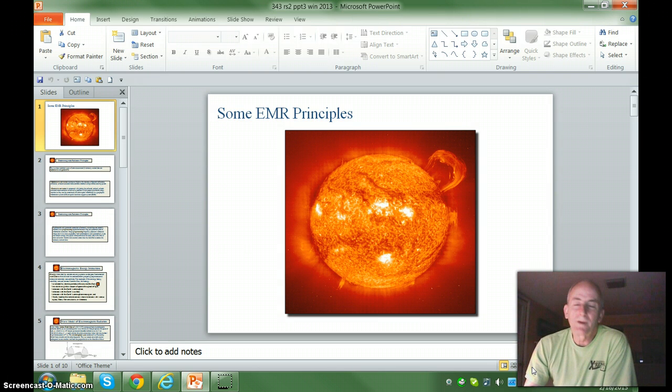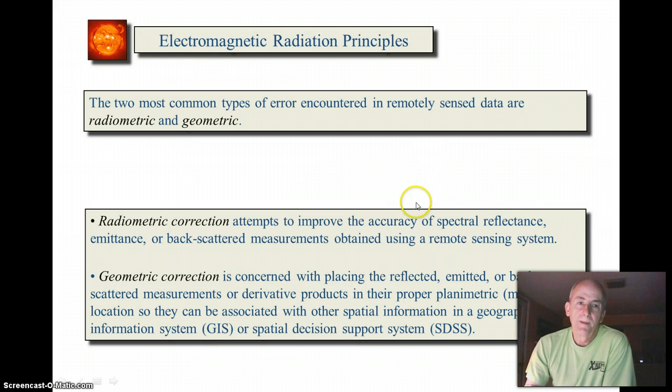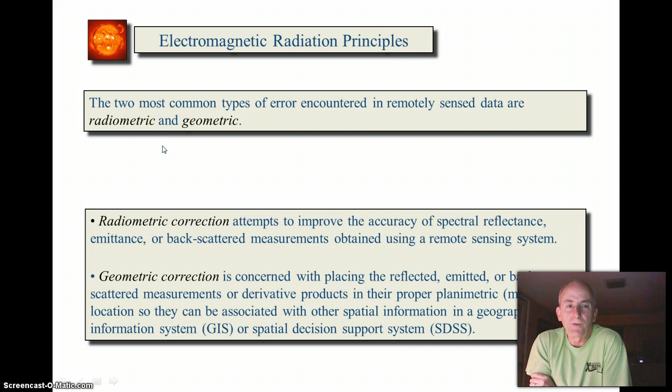Some electromagnetic radiation principles. This is a short PowerPoint that runs through a few of the fundamentals in a little bit more depth than we have in Remote Sensing 1. One of the things that we have to be concerned with when we're measuring EMR is the notion of error. In remote sensing, we're most concerned with two main types of error, radiometric and geometric.